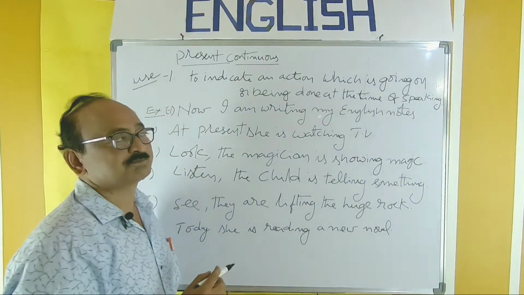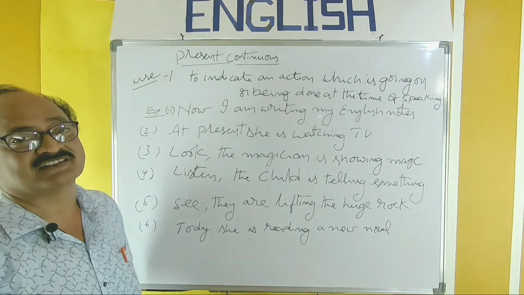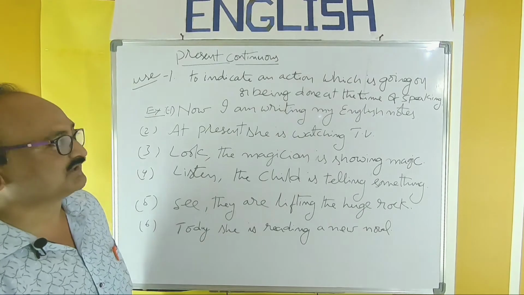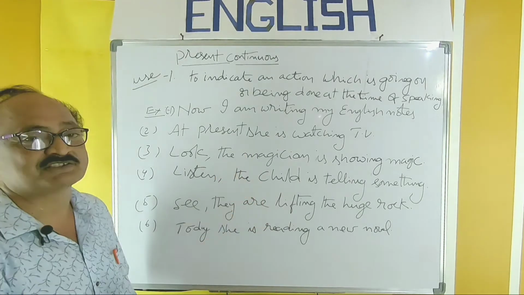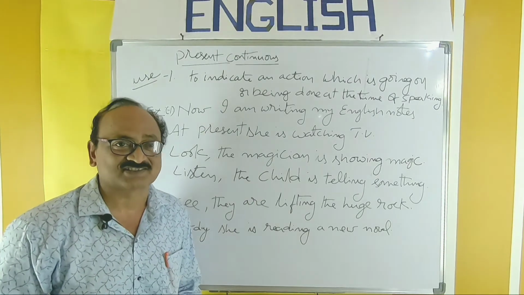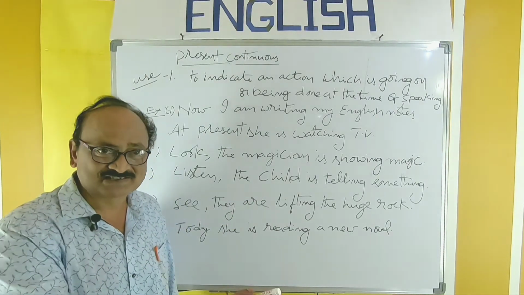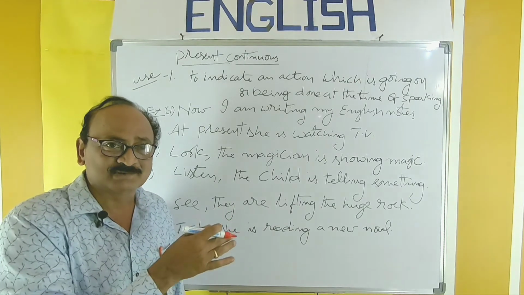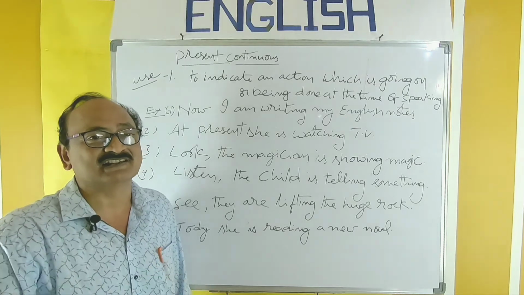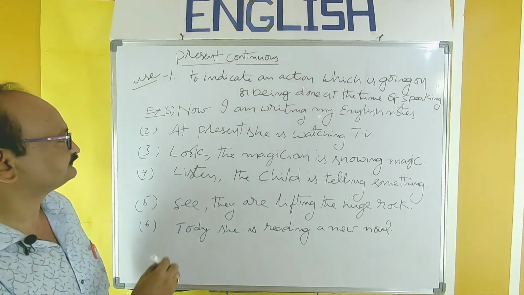Look here. To indicate an action which is going on. So that action is going on or being done at the time of speaking. So that action must be in progress. It is being taken place. When? At present only. At this moment. At present, that action is in progress. It is being done. Take the examples. Then it will be clear for you.